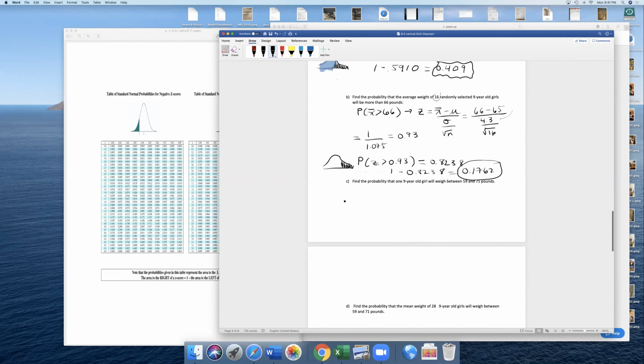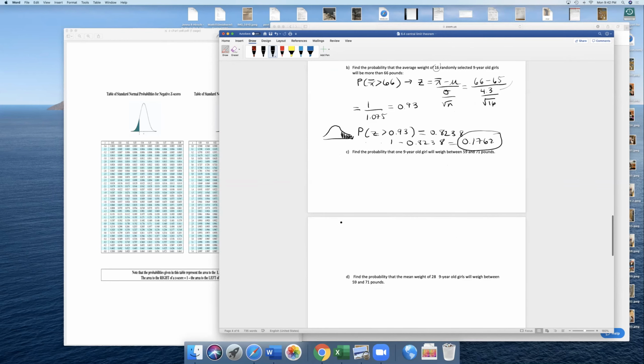Okay, let's do another extension of this. Let's take a look at C. Find the probability that one 9-year-old girl will weigh between 59 and 71 pounds. Again, we're going to start off with x's. So we want to find the probability that x is greater than 59 and x is less than 71.